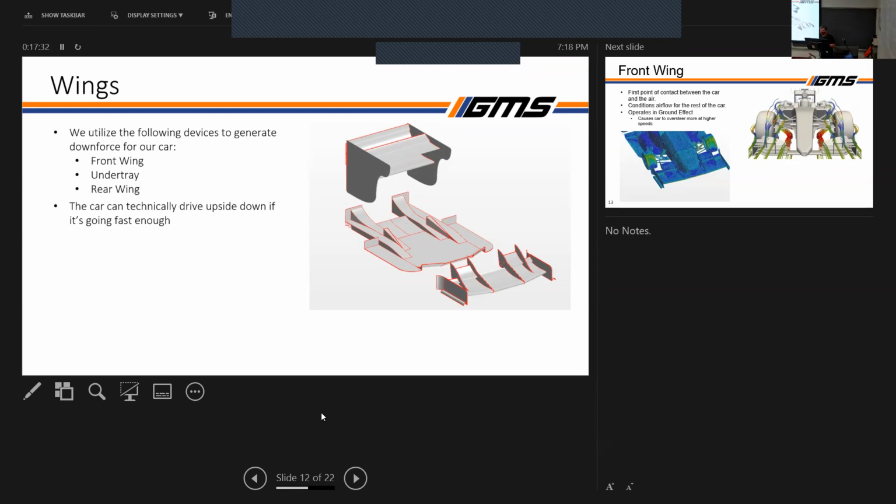And the cool thing about our aero package is, as we said before, the downforce that you generate is proportional to your velocity squared. So if you drive the car fast enough, you could technically drive it upside down. Even if it doesn't make physical sense, it makes mathematical sense. So it's pretty cool. I think the current package is making about 600 pounds of downforce at about 50 to 60 miles per hour. So you technically could do it.